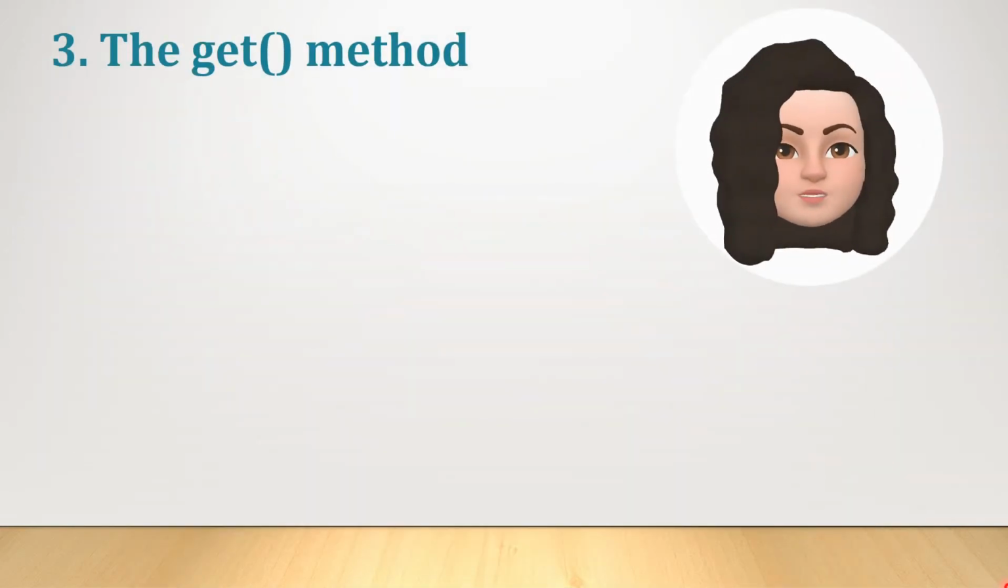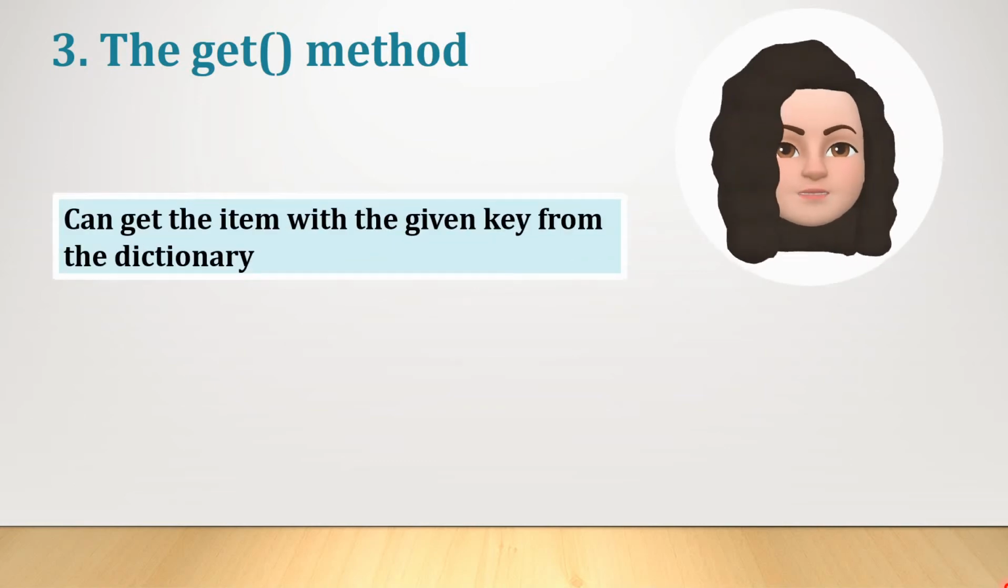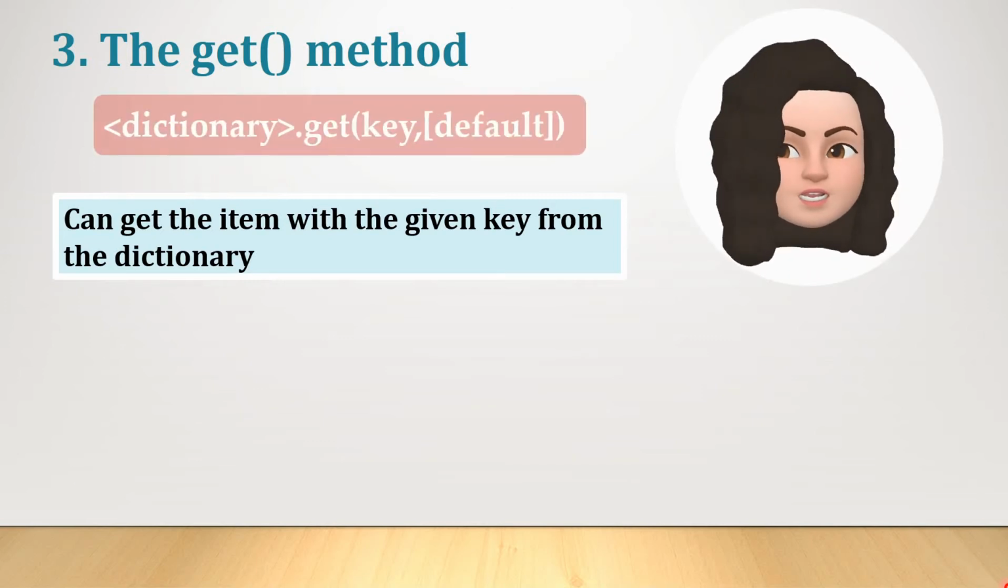The get method is used to get the item for a given key from a dictionary. The syntax is name of the dictionary dot get, within parentheses specify the key, so the particular value will be displayed. Look at the example.